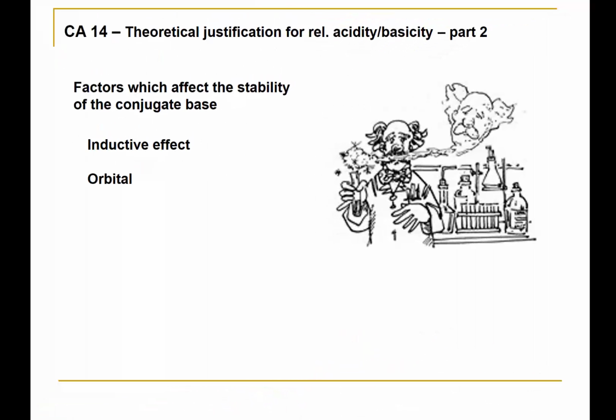In chem activity number 14 and the corresponding videos, we'll be continuing our discussion of the theoretical justification for the relative acidity, basicity of various molecules and ions. In particular, we're focusing on the stability of the negatively charged conjugate base, and we're looking at what factors will stabilize that negative charge. So far, we've looked at the atom effect as well as stabilization by resonance.